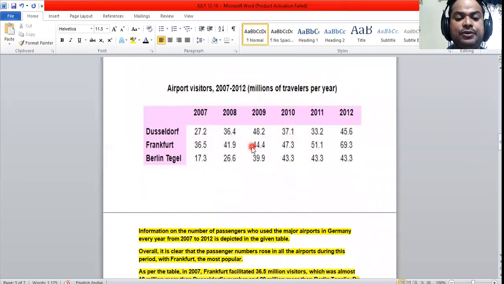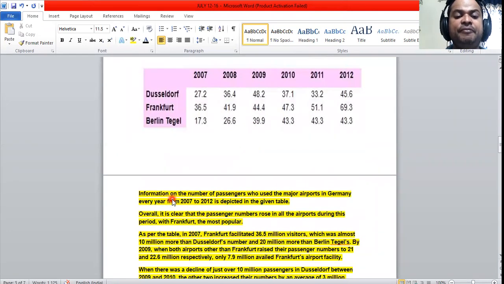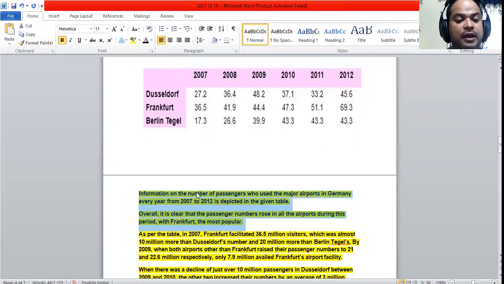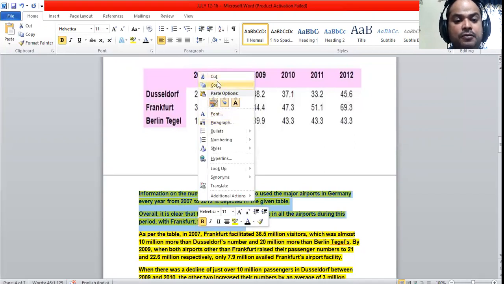Okay, so this introduction is here. Information on the number of passengers who use the major airports in Germany every year from 2007 to 2012 is depicted in the given table. So let's do one thing. Let's take it out, and I'll paste it here.